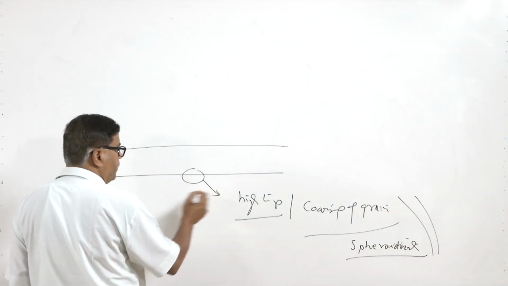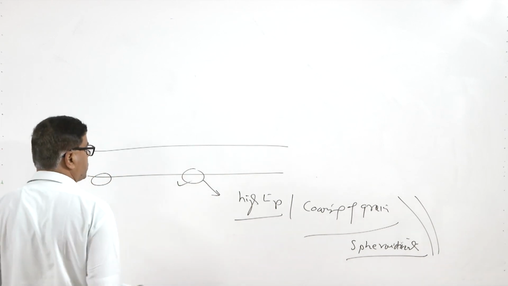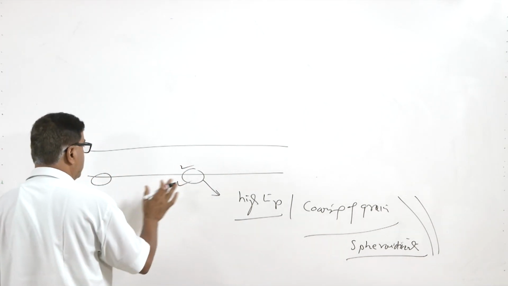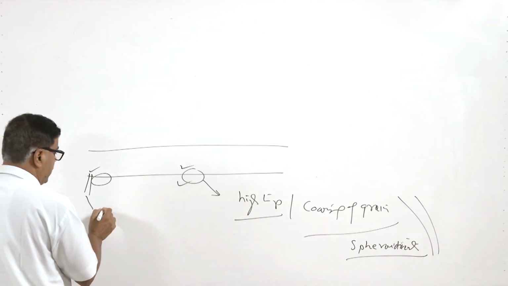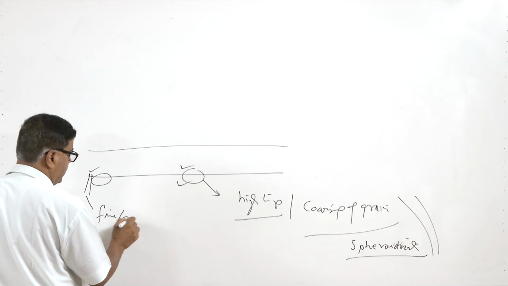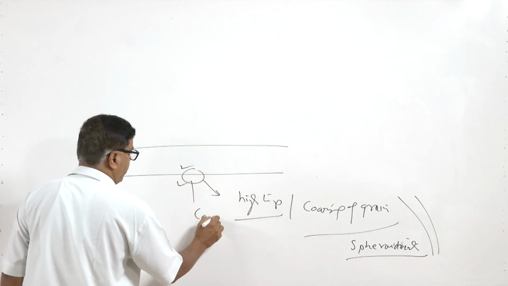So, if the failure has occurred from this place, then we take samples from two locations: one where the failure has occurred, and another where failure has not occurred. This location may show us a very fine and equiaxed grain structure as compared to the coarse grains.